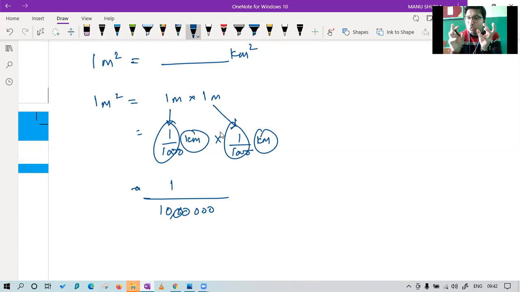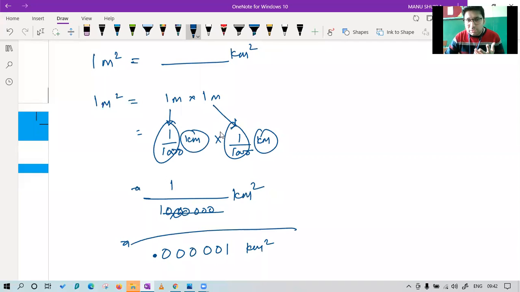Class, km into km is what? Okay, you have put one extra zero. So km square. And this is the answer. Cut the zeros. 1, 2, 3, 4, 5, 6 point kilometer square. This is the answer. I hope I am clear to everyone.